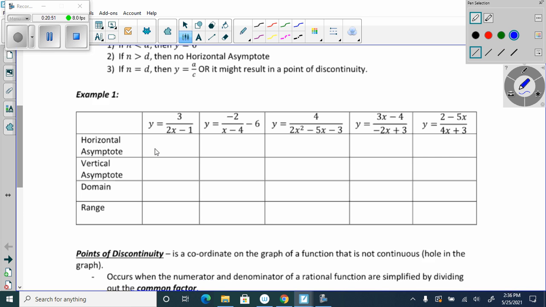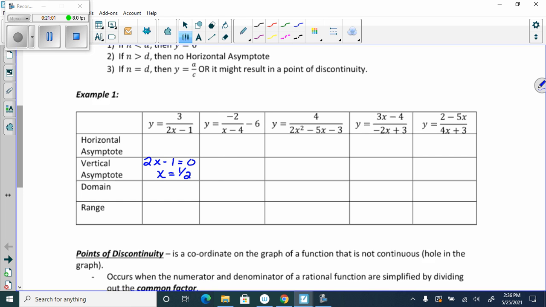Okay, 2x minus 1 equals 0. When I add the 1 over and divide by 2, I'm going to get x equals a half. So it just comes from my denominator, because nothing in the top and the bottom cancel.